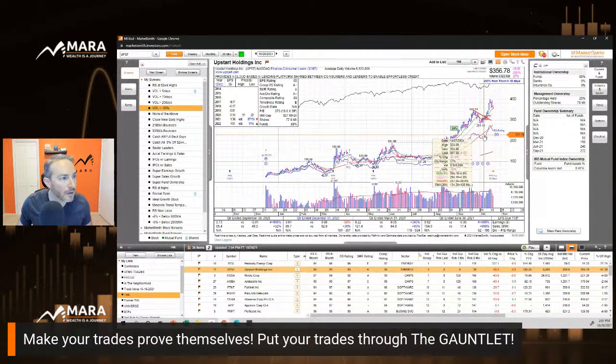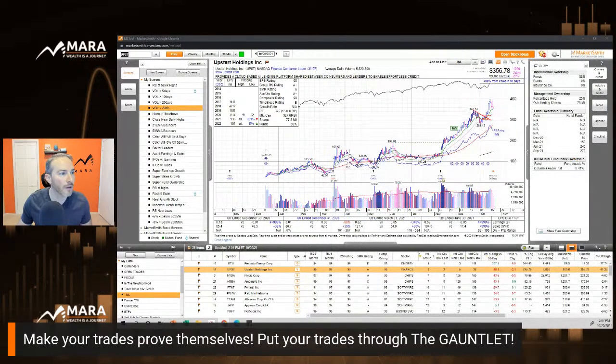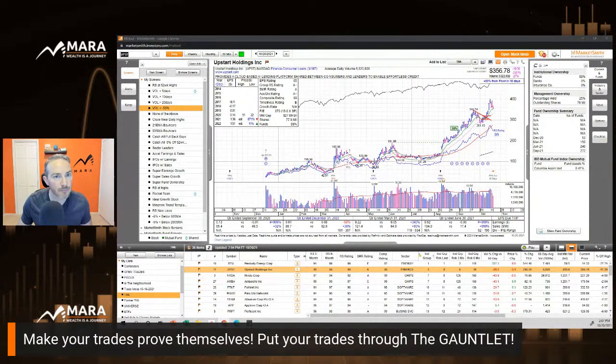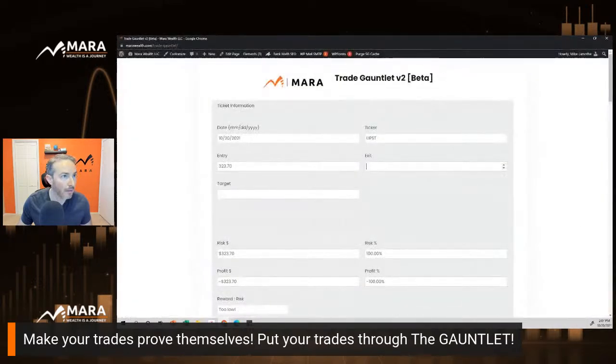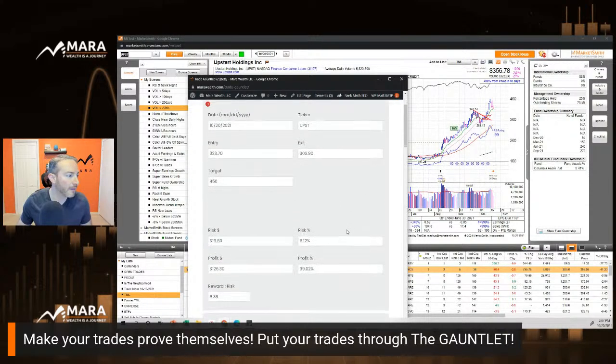So say 323.70. Right, so put in the entry price 323.70, put in the stop loss. Stop on this one would have been at about 303.90, and then the target was about 450.